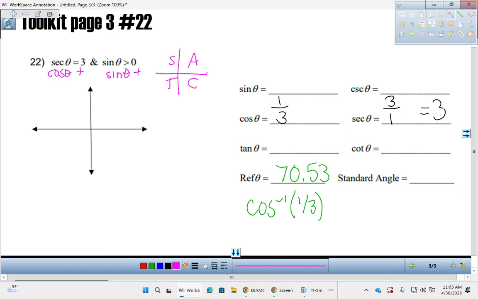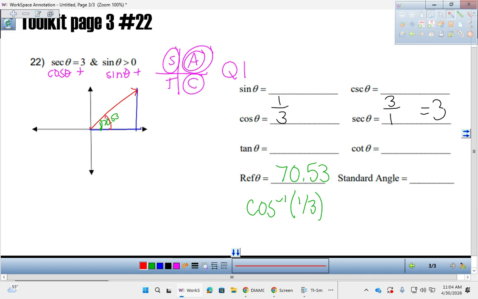Cosine is positive in 1 and 4. Sine is positive in 1 and 2. So what do they have in common? 1. So my angle is somewhere in quadrant 1. And I know if I can make my reference triangle, I'm on the right-hand side, so I'm going to use the right-hand x-axis. That's my reference triangle. And I know this angle right here is 70.53.